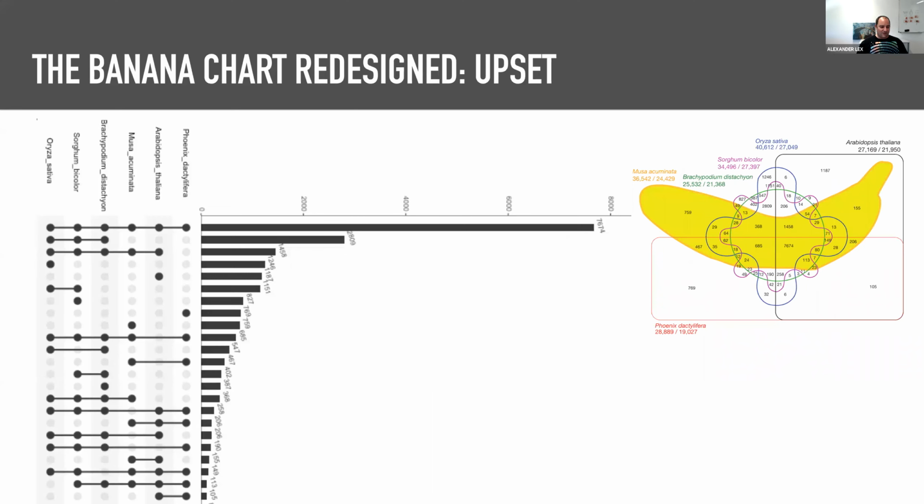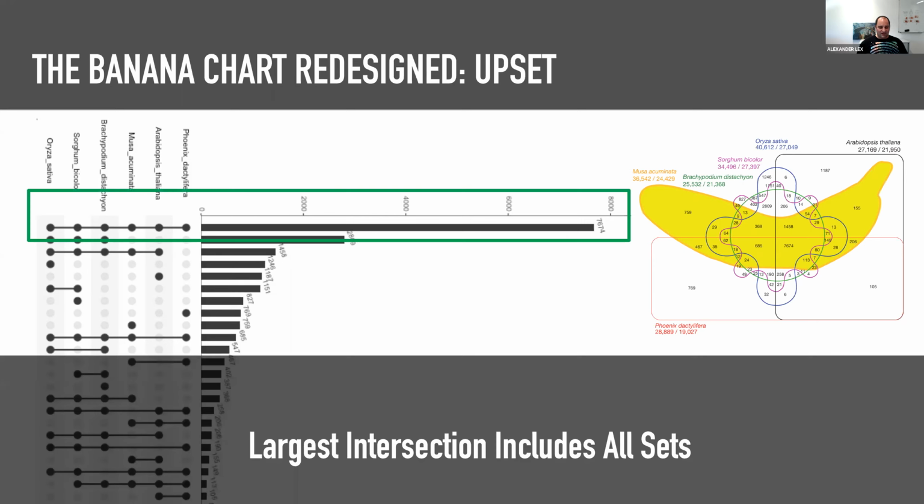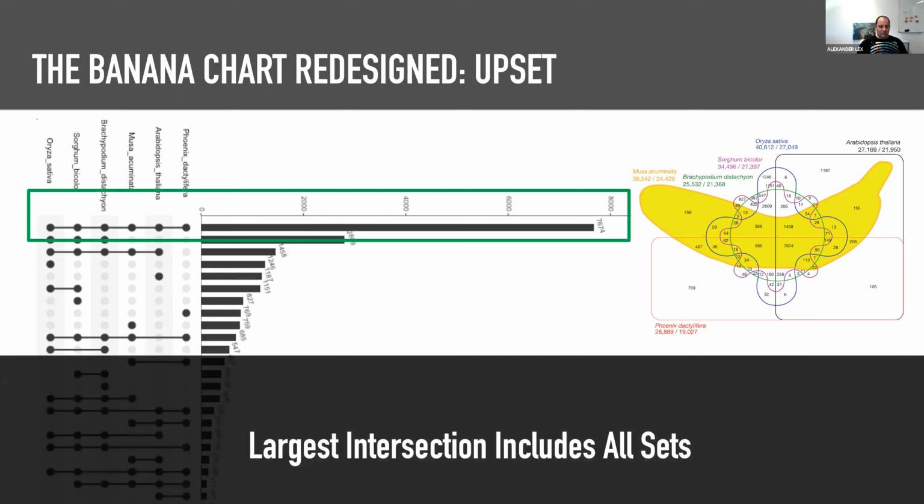And of course, now I have to show you how the banana Venn diagram looks if you plot it with an upset plot. And it turns out that this is now actually a useful chart. So the first thing that you will note in this upset diagram is that the largest intersection includes all sets. So those plants seem to have more in common than they have apart. So they clearly share evolutionary relationships. That's the most salient feature. 7,674 genes are shared between all of the plant species.